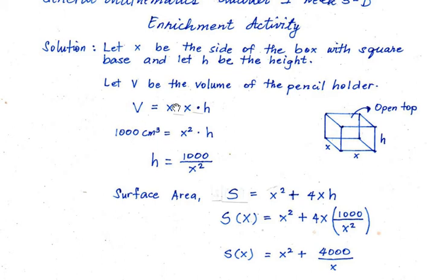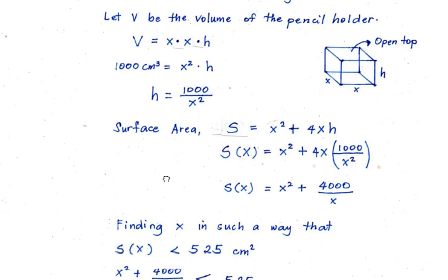So this is equal to x squared times the height. Then we express the height in terms of the width, or the side of the base. So that is H equals 1,000 divided by x squared. In this formula, isolating H, we multiply both sides of the equation by 1 over x squared, and we have this.